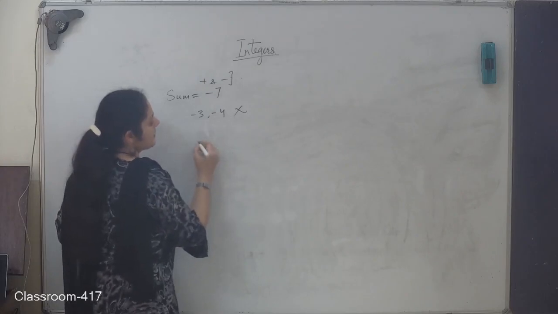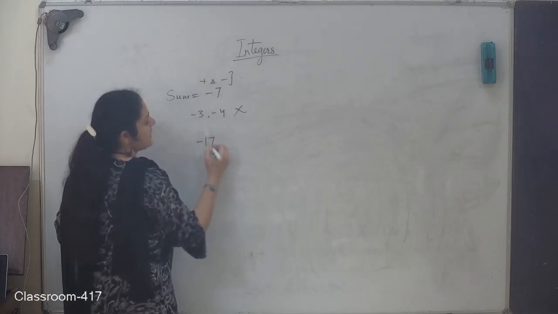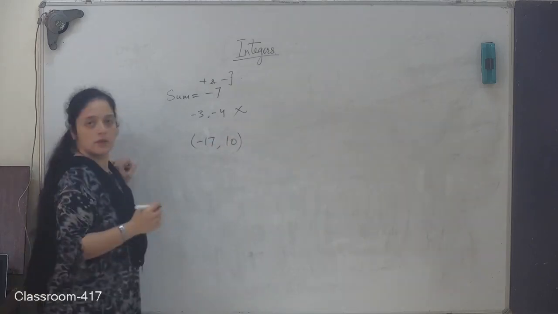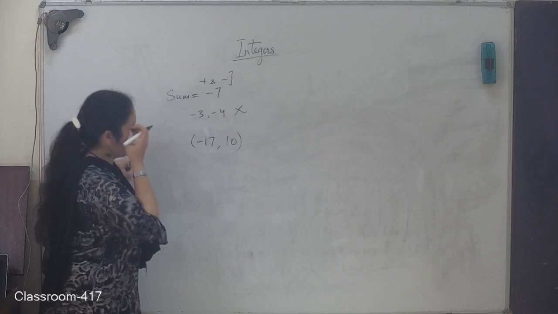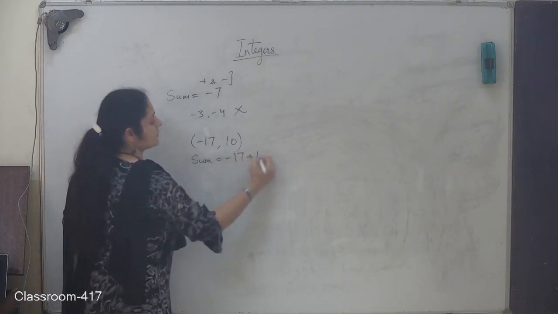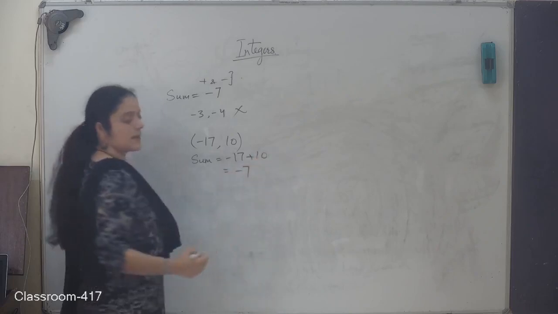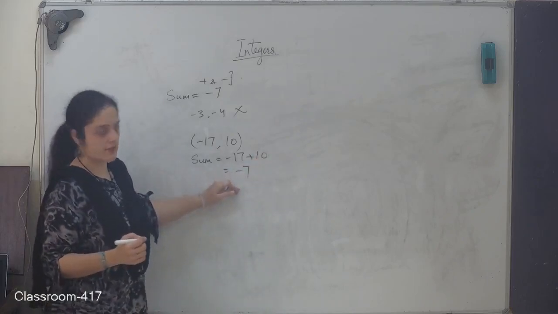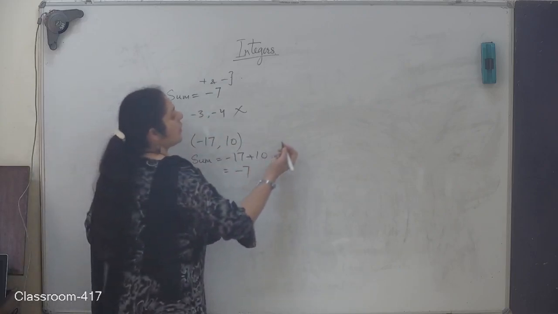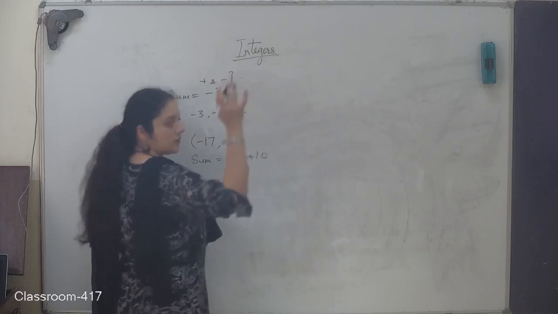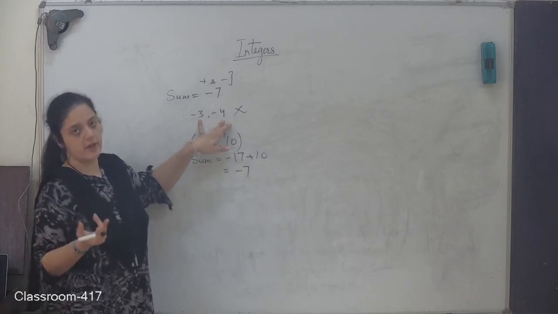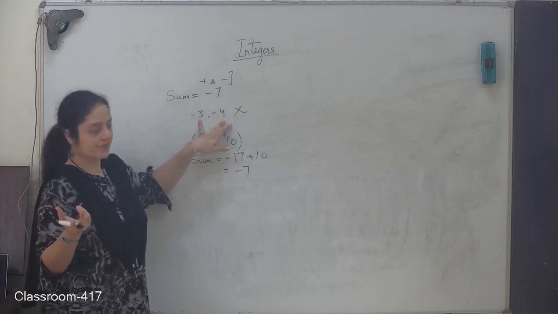Supposing I take minus 17 and 10. Do you think the sum is going to be minus 7? Let's see. So yes, the sum is minus 7. So one positive, one negative. Now supposing I say I want both the integers to be negative. Then this pair is good enough. We are adding two negative integers and the sum is minus 7.